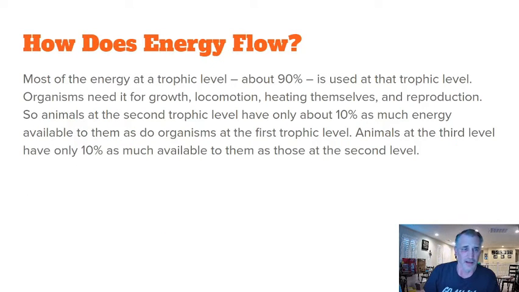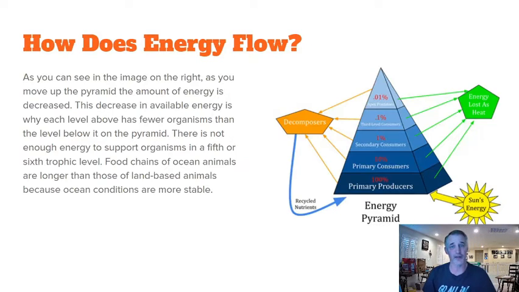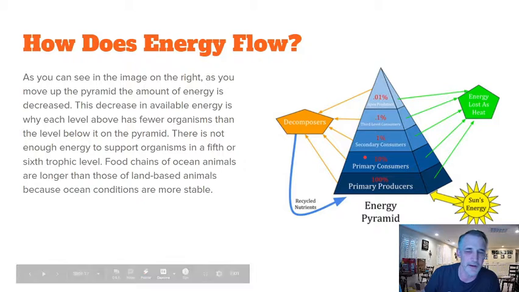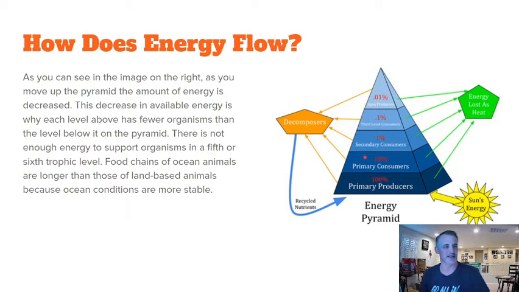So since that's a little bit of a misrepresentation, right, we're going to look at another quick pyramid. It's the exact same pyramid, except this has percentages written in. Since we can't draw it very well on the pyramid, we're just going to write the percentages in. So as you can see in the image at the right, as you move up the pyramid, the amount of energy is decreased.